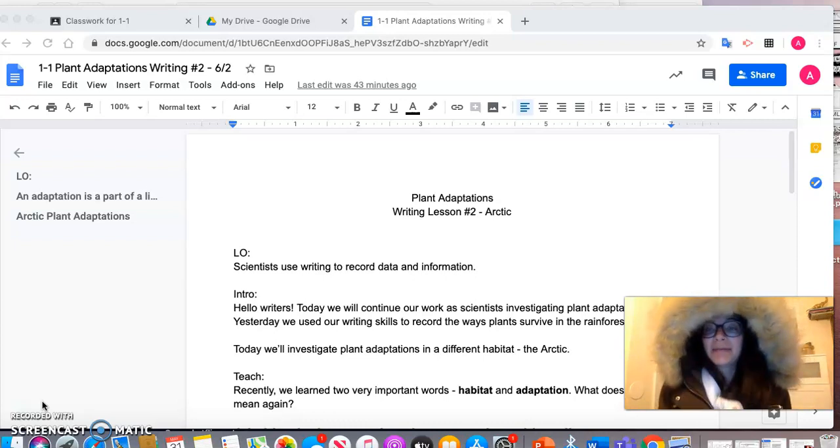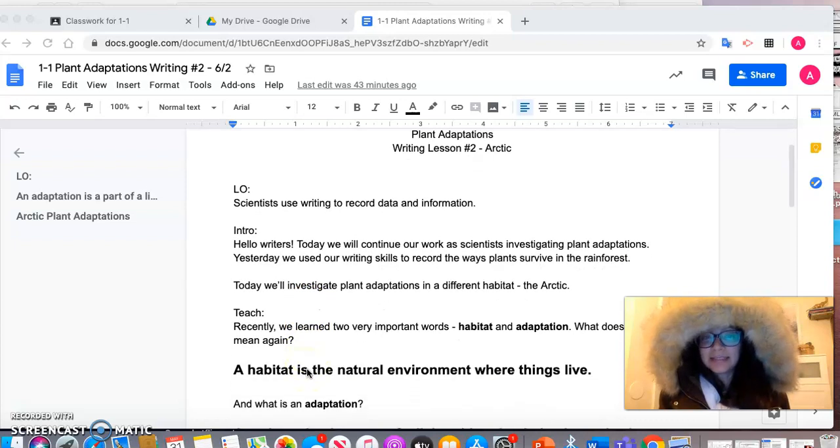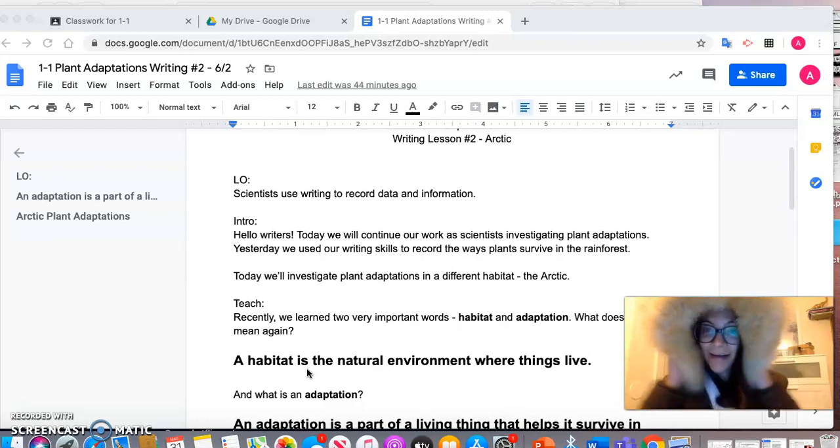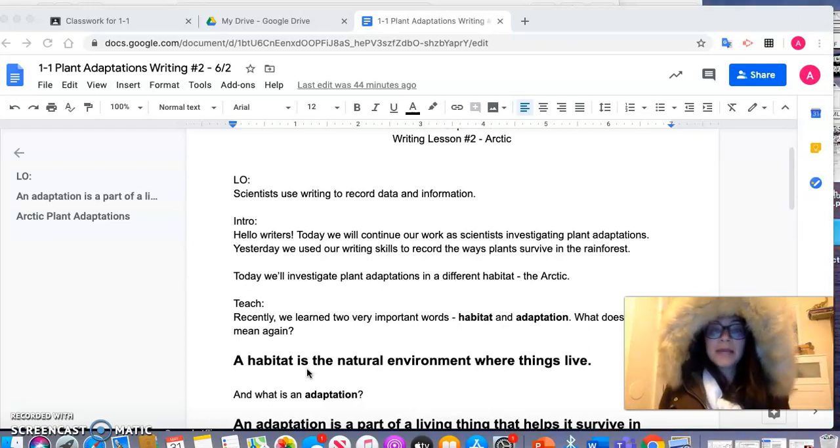And remember, a habitat is a natural environment where things live. So that's plants and animals. And we're going to be talking about adaptations. They are things that help a plant or animal survive. So you see how I'm wearing a furry hood. A lot of animals that live in the Arctic have skin or fur to keep them very warm in this climate. That's their adaptation.